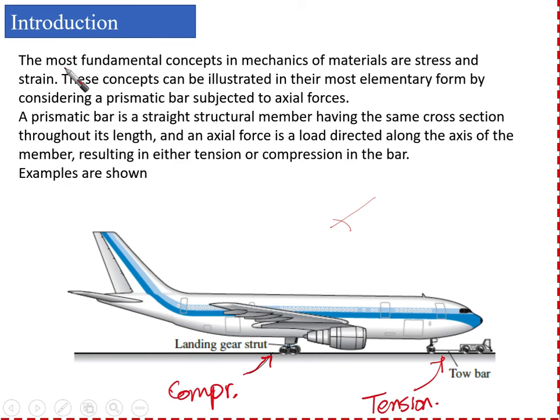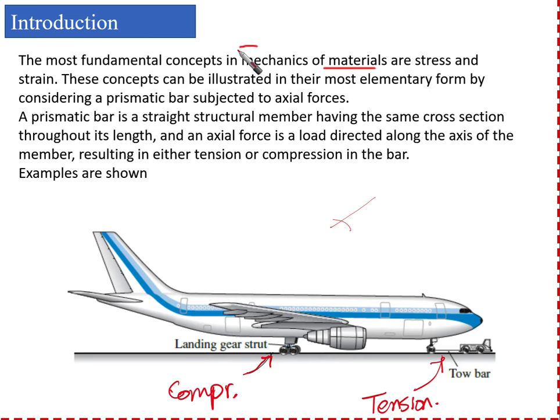Okay, let's start with an introduction here. First of all, we want to know why we need the understanding of normal stress and normal strain in general, and what are the applications that we might encounter in our daily life that are related to normal stress and normal strain. The most fundamental concepts in mechanics of materials are stress and strain. What is the meaning of this?